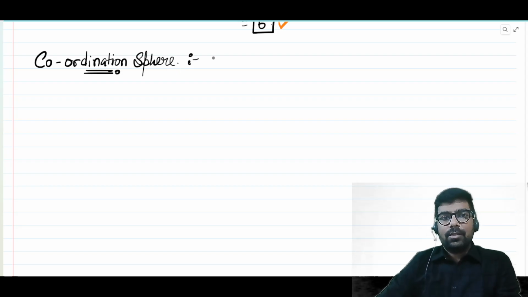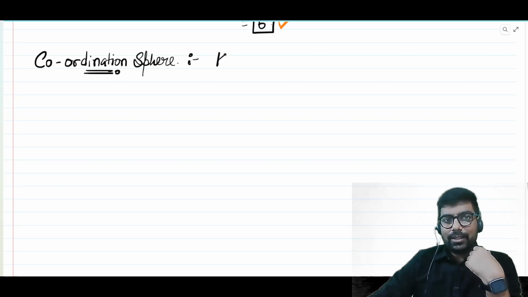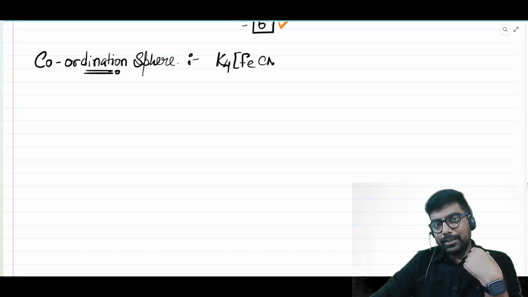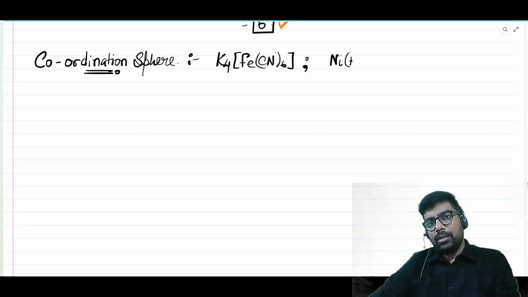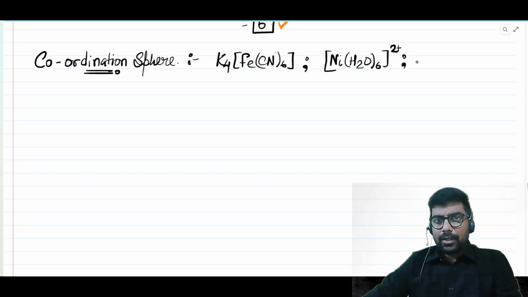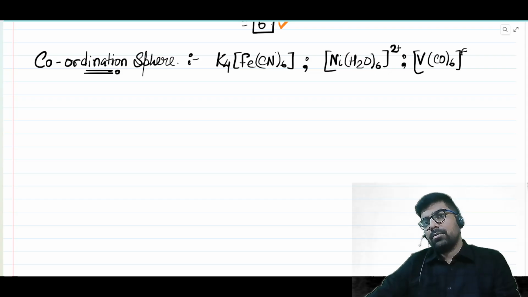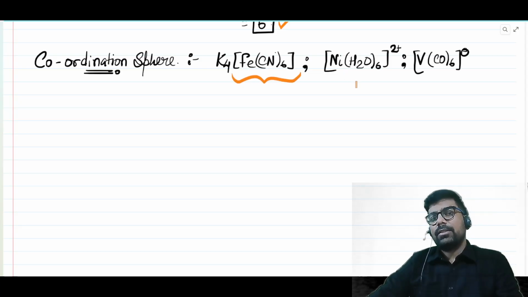Now you have seen that whenever I write a coordination compound, I write it something like this: K4[Fe(CN)6], or something like [Ni(H2O)6]2+, or let's say [V(CO)6]-. So whatever we write for the coordination compound, this square bracket is compulsory. Each coordination compound contains a square bracket.